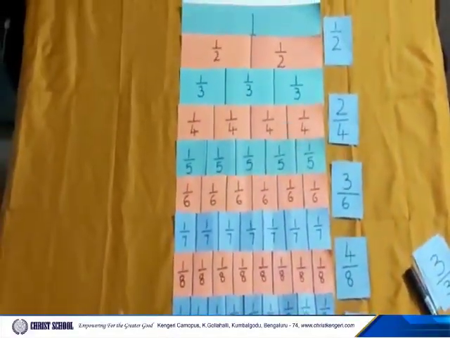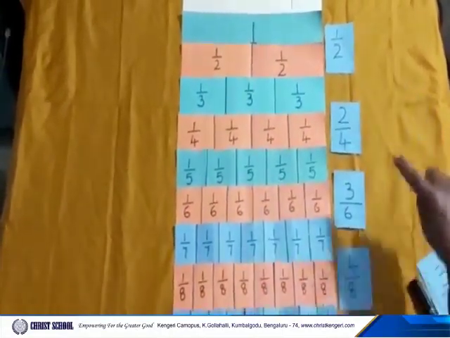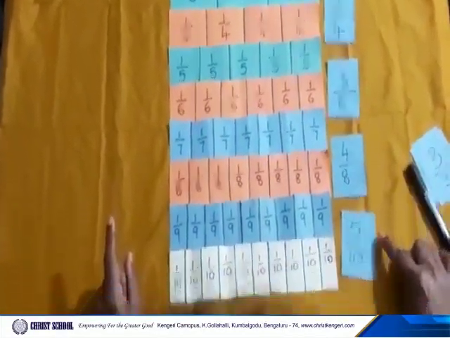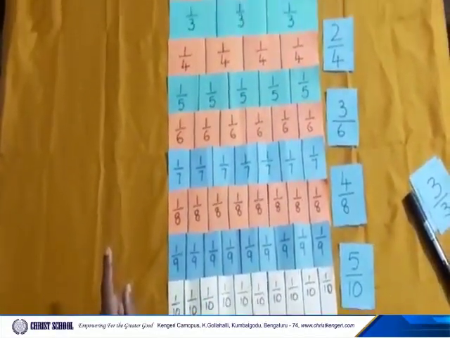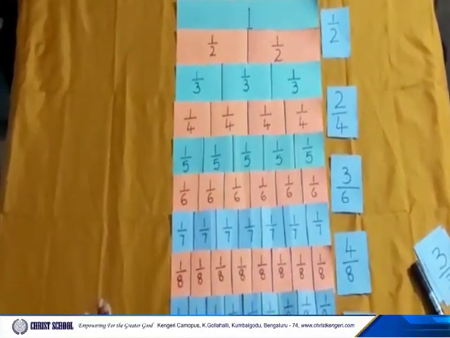So, the fractions that are of same size as 1 by 2 are 2 by 4, 3 by 6, 4 by 8, 5 by 10, 6 by 12 and so on. We will get all even numbers in the denominator.